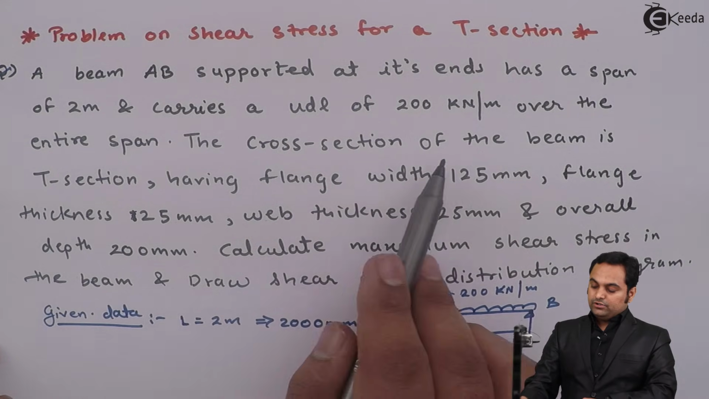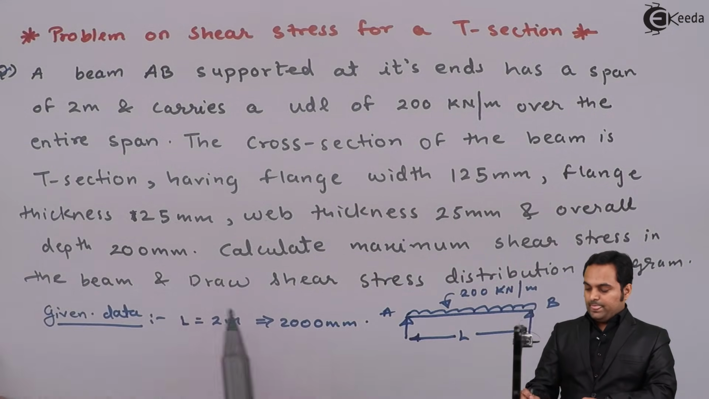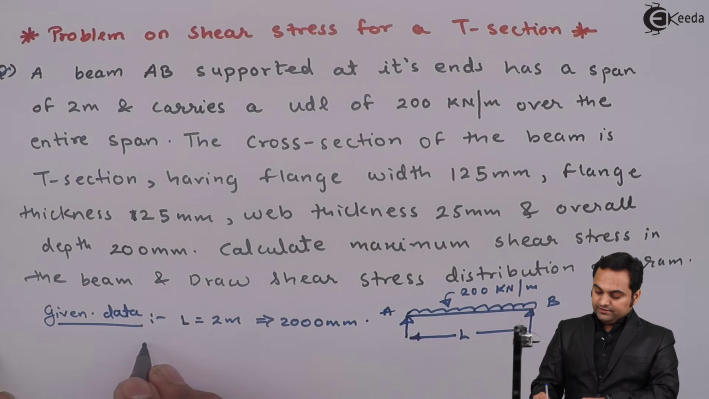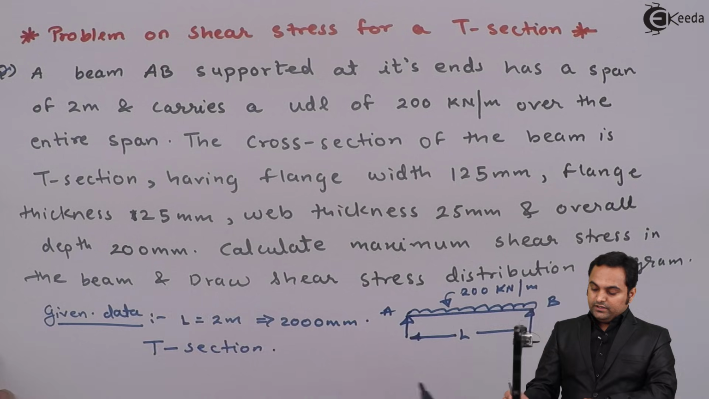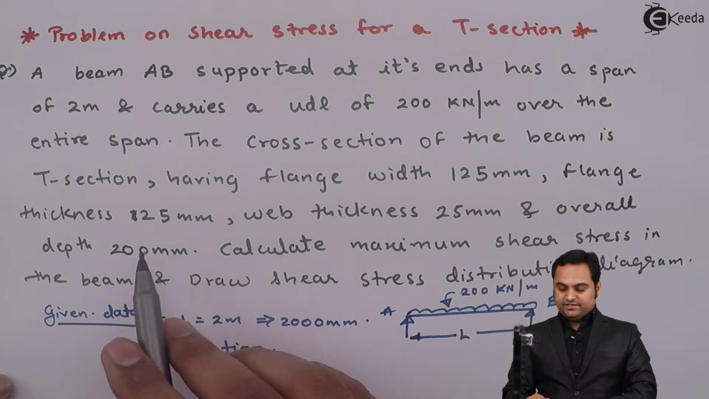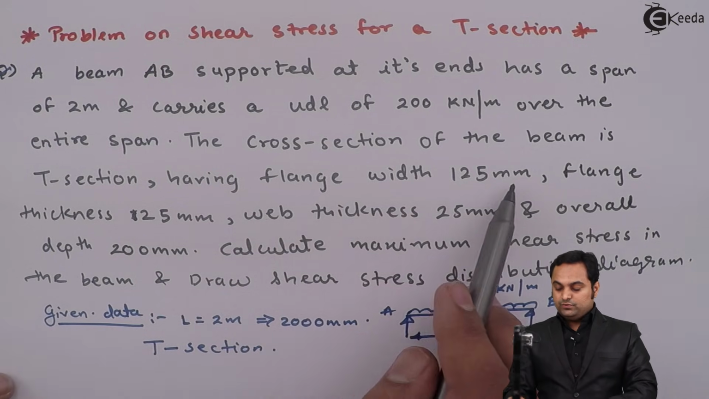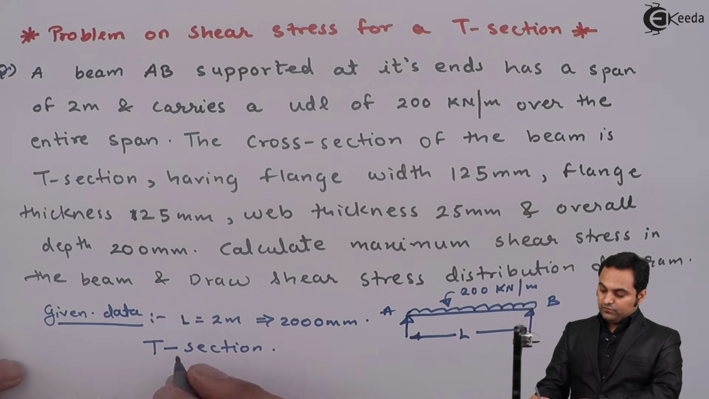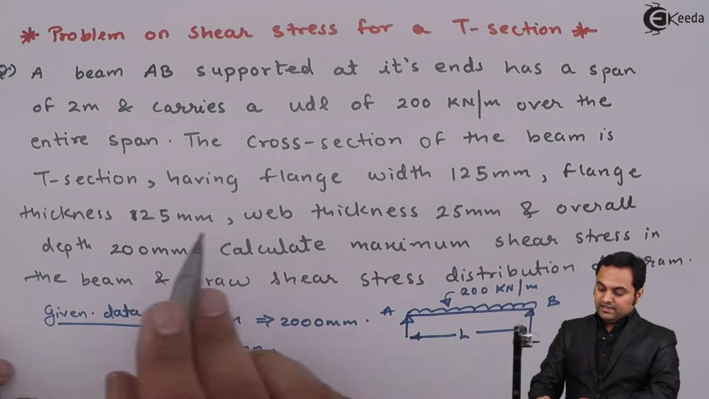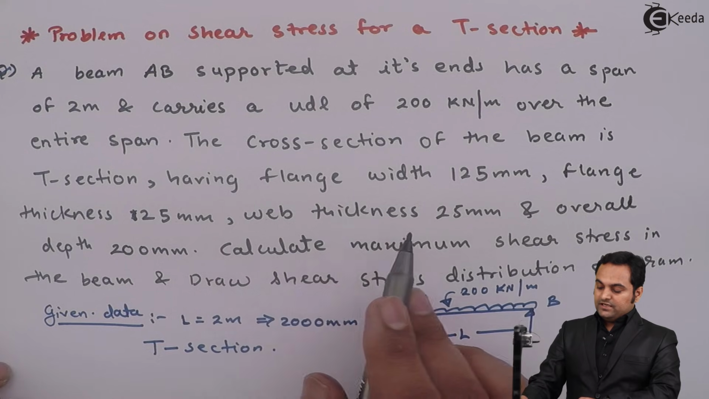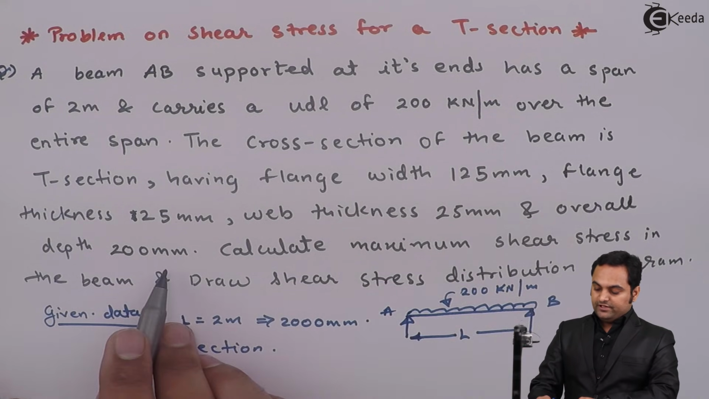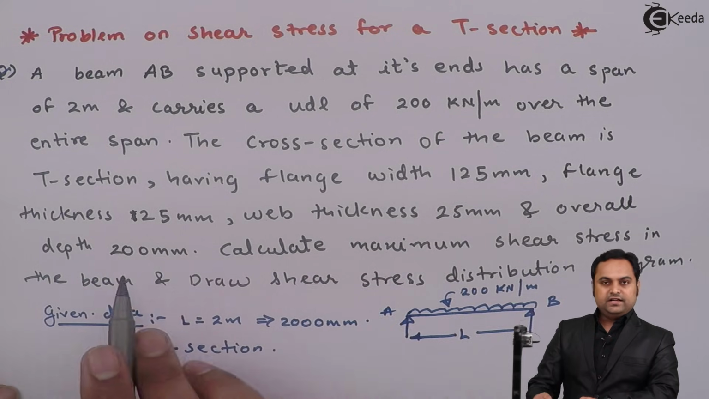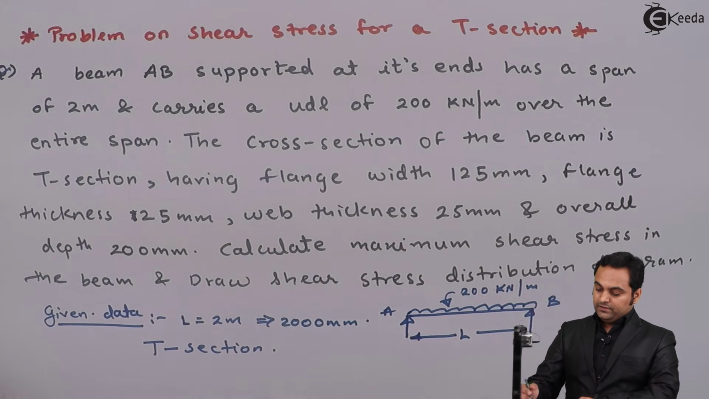Then the cross section of the beam is T section. So if we look from the side, then the cross section is T, and for that T section the dimensions are given, having flange width 125 mm. So flange width is 125 and thickness is 25 mm. Similarly web thickness is 25 and overall depth is 200 mm. So all these things I'll denote directly onto the diagram.